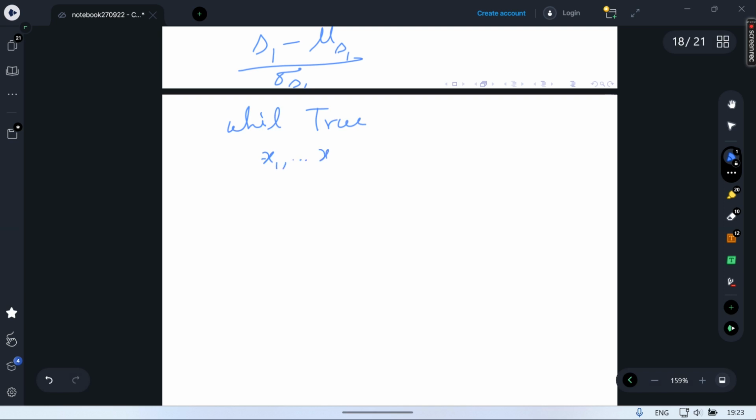x1 to xb is the next batch of training data.